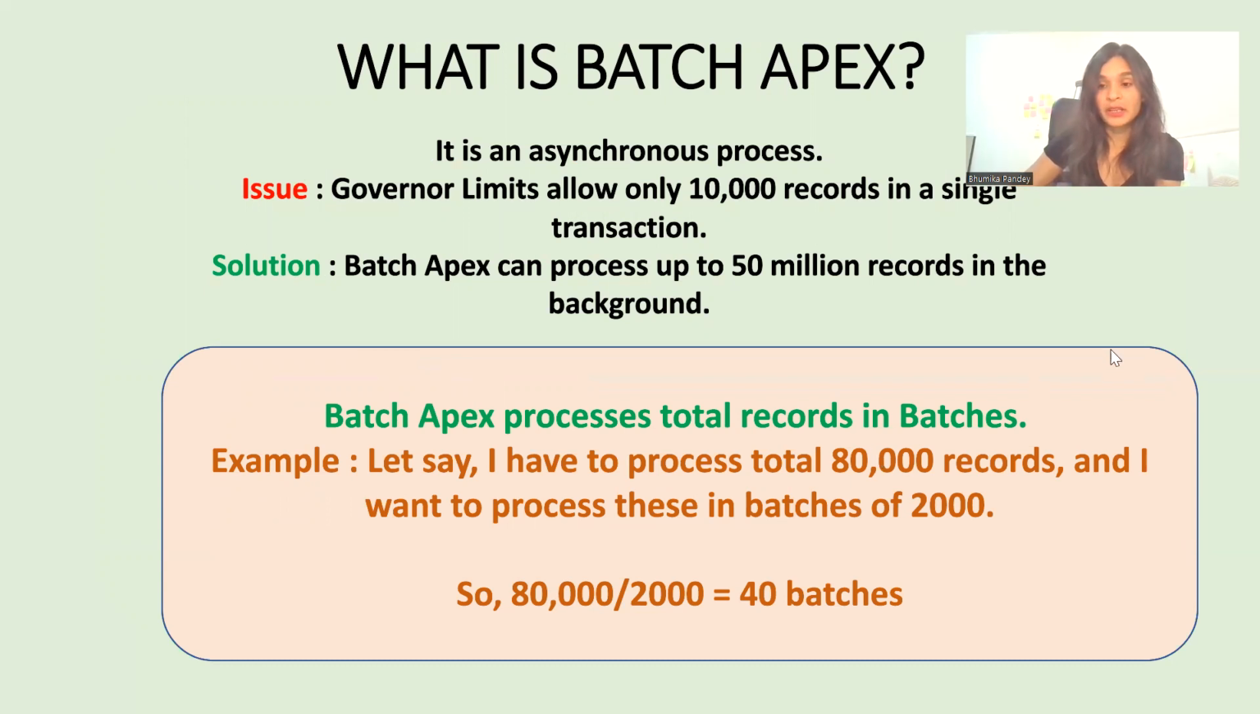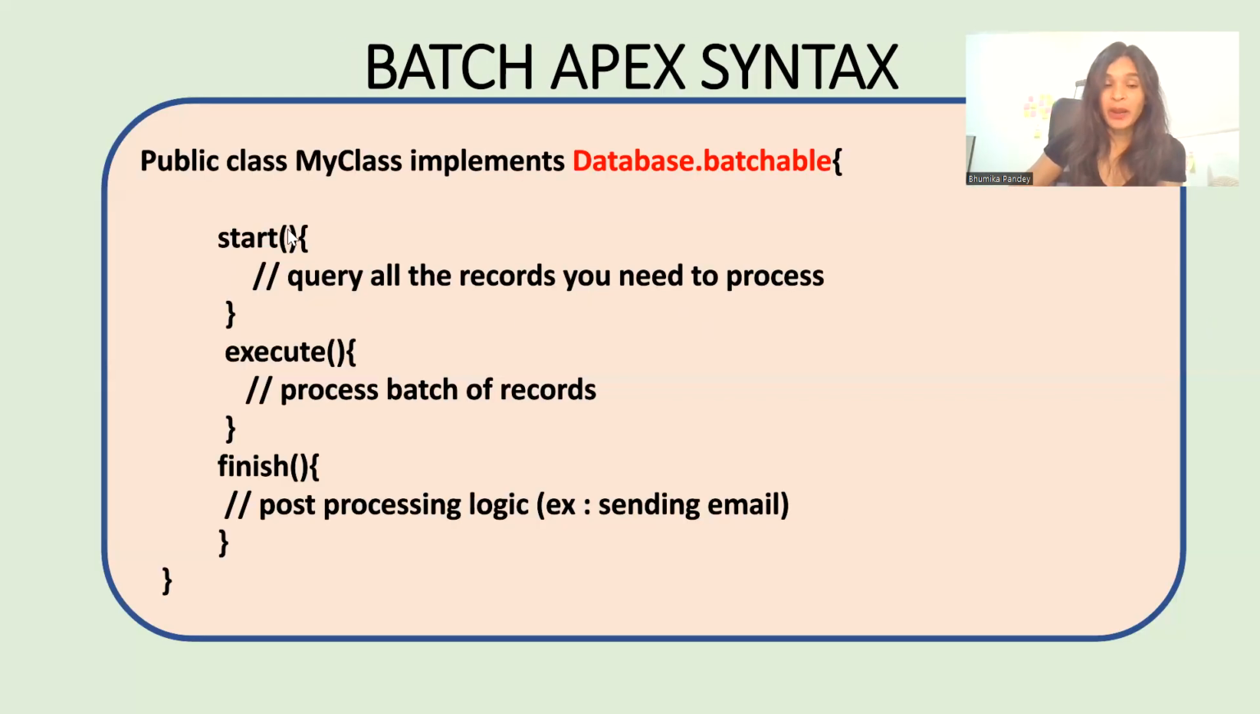So what will I do? The first thing is that I need to query all those 80,000 accounts, right? So the start method is something where you have to gather all the records, collect all the records. That means query all the records from the system. Okay, once you have all the records, you will be passing those records into the execute method, and then you will be writing whatever logic you want. So in my case, if I want to update the account names of all the 80,000 records, here I have collected all those 80,000 accounts, and here I would be writing the logic to update the account names.